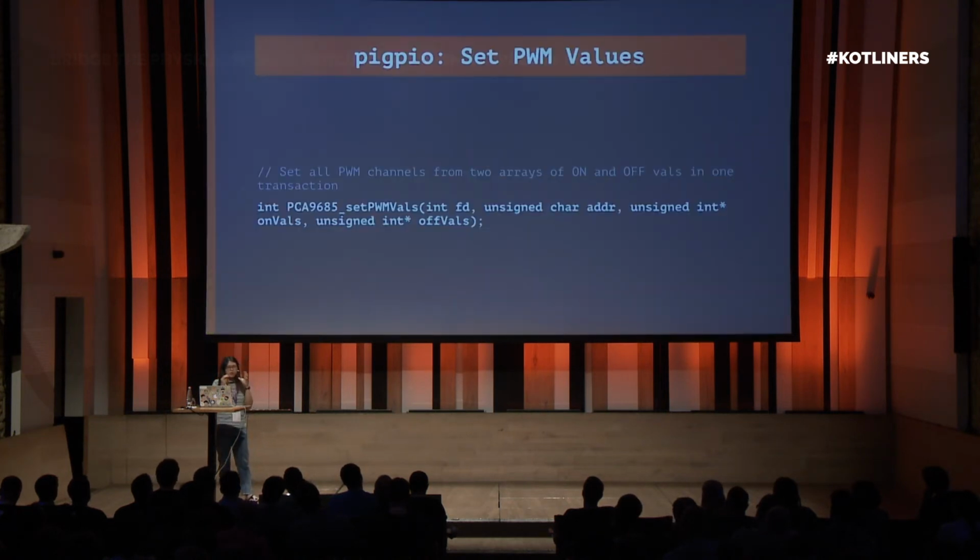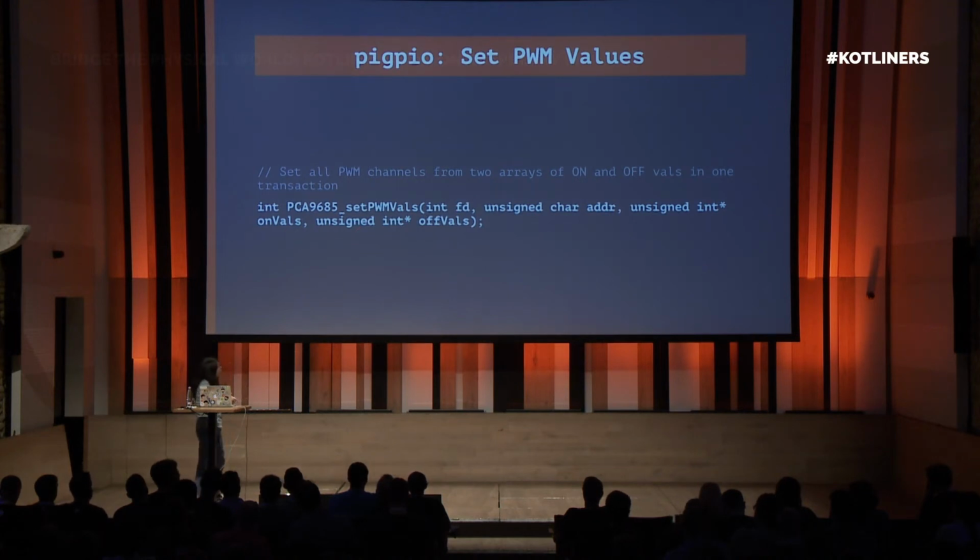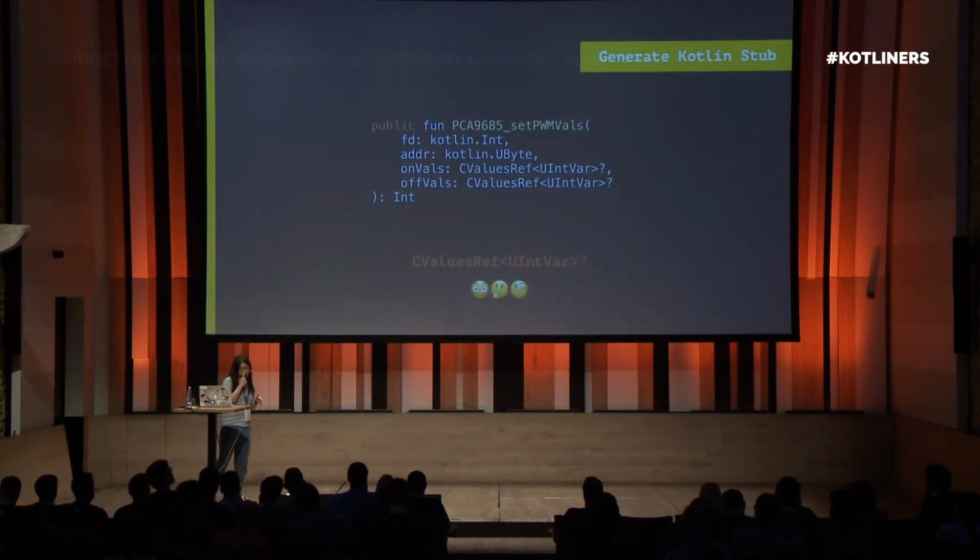And once we have the PWM ready, now it's the moment to set the value in order to move the servo motor. And I ran into a problem really quickly, because this is a C method. As you can see, it's quite simple to understand. You just have to take the on value and the off value. But once it gets to calling, it looks a little bit different. And we're running into something called CValuesRef with a UIntVar.